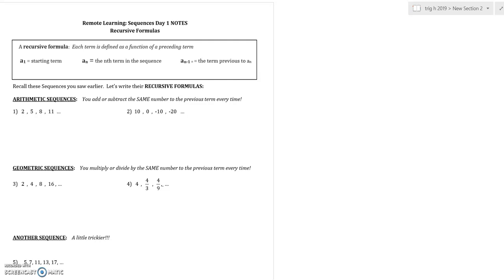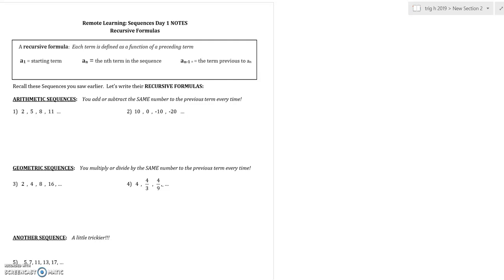So in the notes that we did for sequences, we looked at arithmetic and geometric sequences and some sequences that weren't arithmetic or geometric, and we were basically looking for patterns. So recursive formulas are a little different. It's where you're describing a term in the sequence and you're comparing it to some other term.